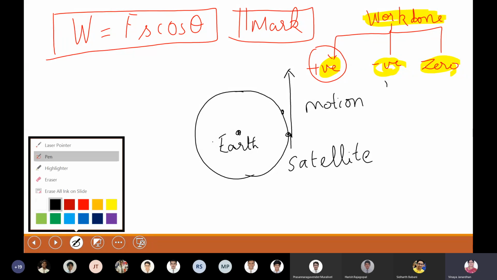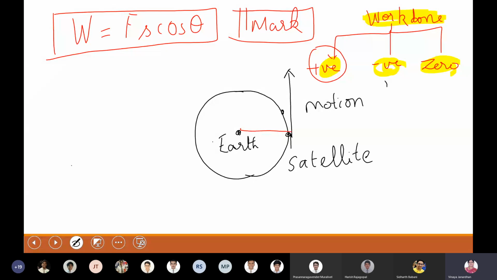But what happens is that the earth is applying a force. That is what we call the centripetal force. So now look at the direction of motion and the direction of the force. What is the angle between them? 90 degrees. So then what happens to work done? Work done will be Fs cos 90. Cos 90 is always 0. So work done will be equal to 0.